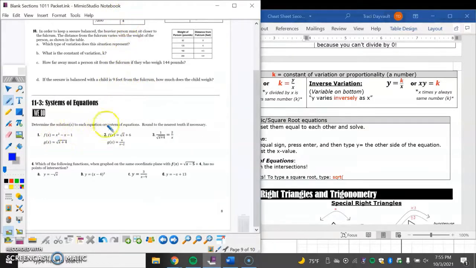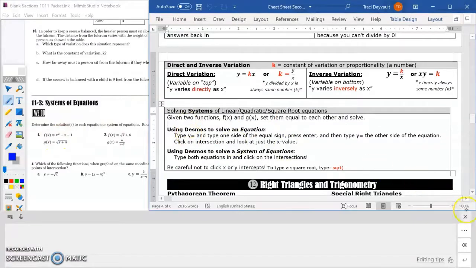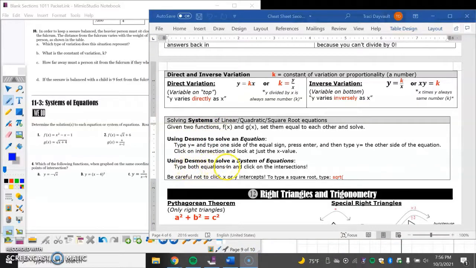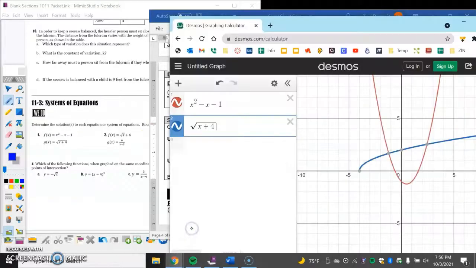So we're going to use Desmos. If you want to find a solution to a system of equations using Desmos, we will type both equations into Desmos and click on the intersections. This is a system of equations because it is two equations. So we'll type both of these into Desmos.